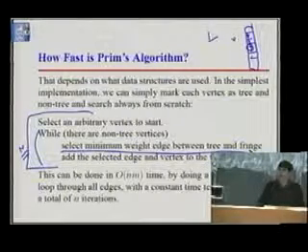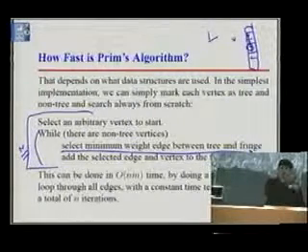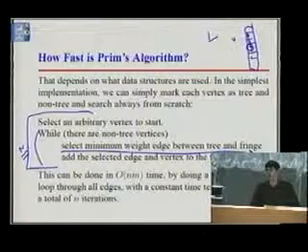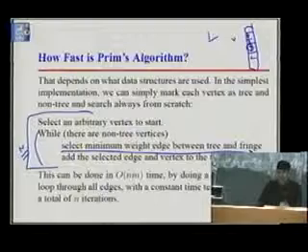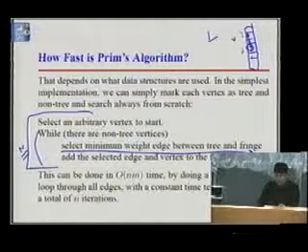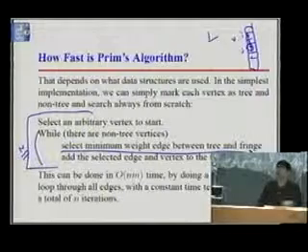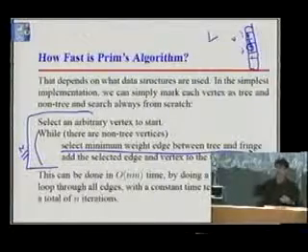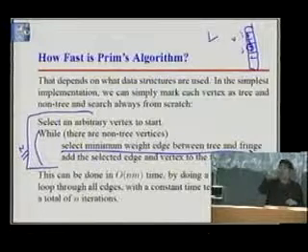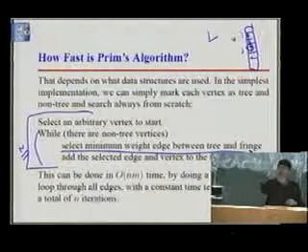Yes? Right, we iterate through our adjacency list. For each edge ij, is it true that one of i and j is in the tree and one of them is not? And if so, am I the cheapest edge I've seen so far? Does everybody agree with that? That would do it. Okay?